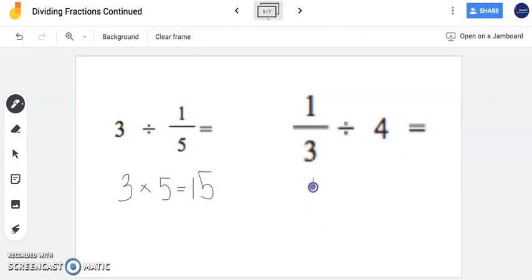We have 1/3, and notice here we can multiply by the reciprocal of 4, which is 1/4, giving me an answer of 1/12.